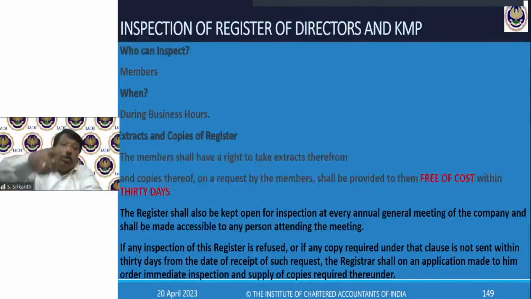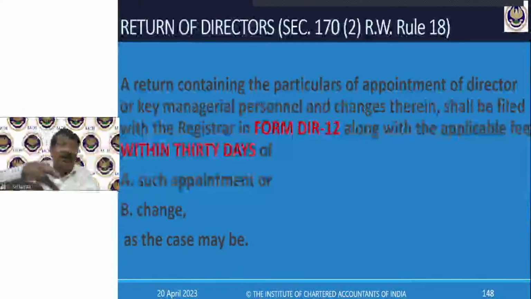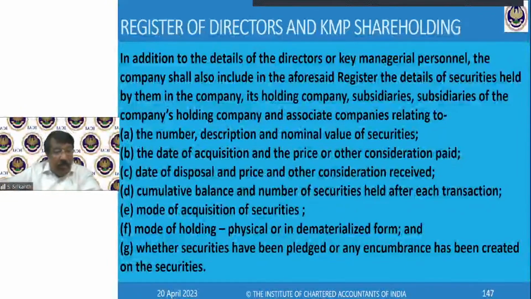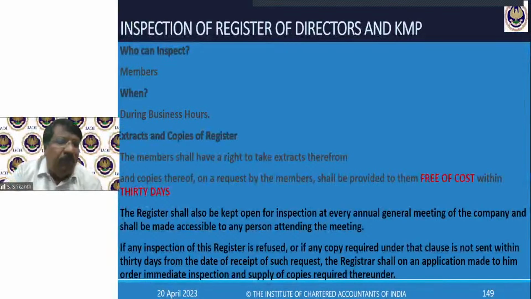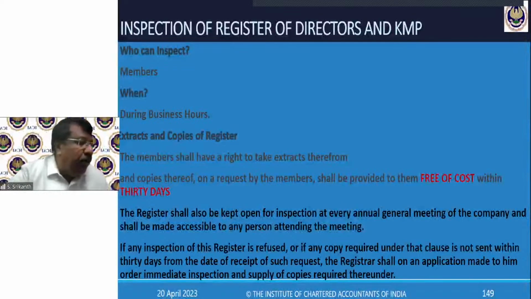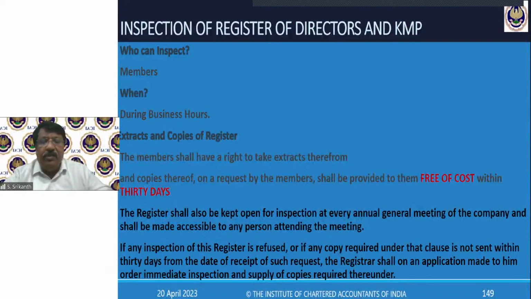This register should also be kept open at every AGM of the company and shall be made accessible to any person attending the meeting, because this register also has shareholdings. So the members who come for the AGM can look at it. They are entitled. If any inspection of this register is refused, or if any copy required under that clause is not sent within 30 days, the registrar shall direct the company and immediate inspection should be made.